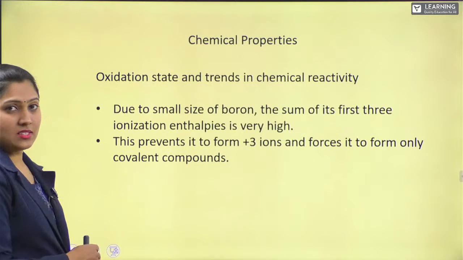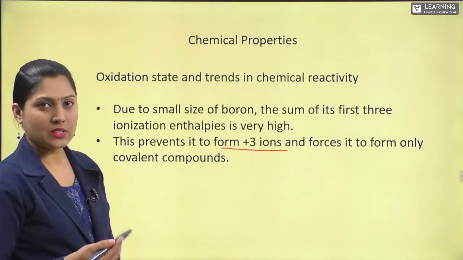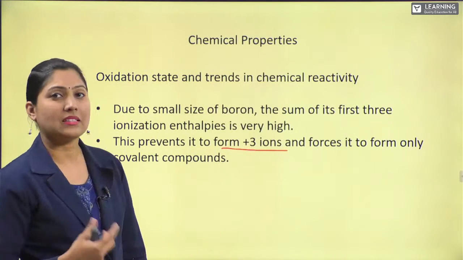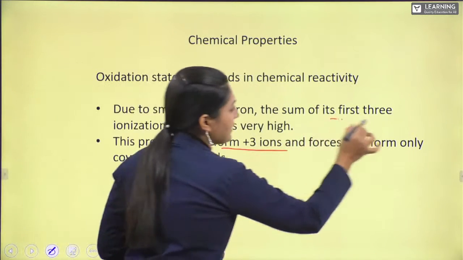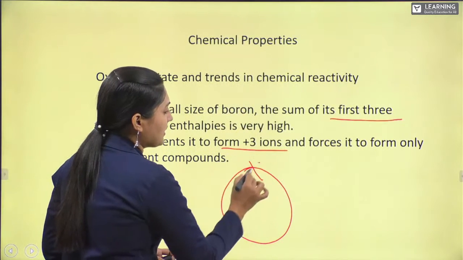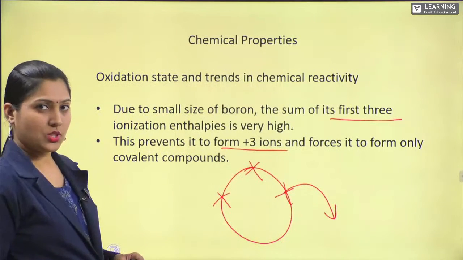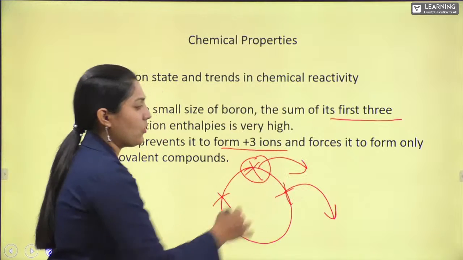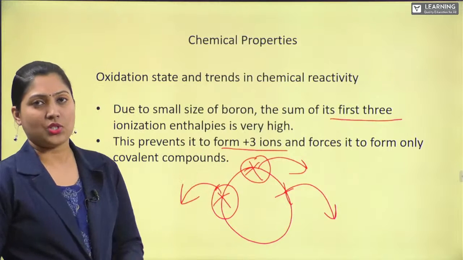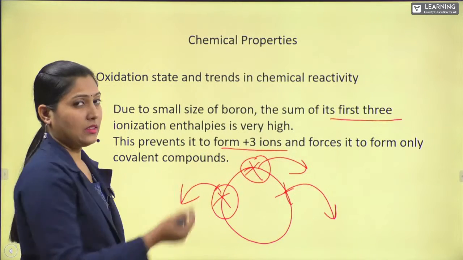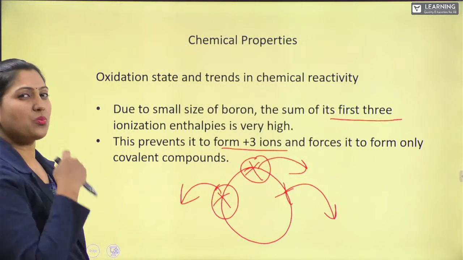And this prevents it from forming +3 ions. Generally it will form +1, and it is prevented from forming +3 because the attraction is more, so the electron cannot easily move. What do you mean by first 3? If I have 3 electrons in the outermost shell, removing 1 electron gives you the first ionization enthalpy. Removing the second one gives you the second ionization enthalpy, whereas the third gives you the third ionization enthalpy, meaning the energy required to remove the third one. So likewise, we have first 3 ionization enthalpies for boron, which is very high.